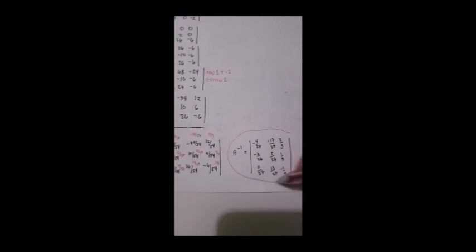So, finally, i-rewrite ko lang the inverse of our matrix is negative 4 over 27, negative 2 over 27, 11 over 27. We have negative 17 over 27, 5 over 27, 13 over 27, and 2 over 9, 1 over 9, and negative 1 over 9. So, that is our final answer using the AI method.